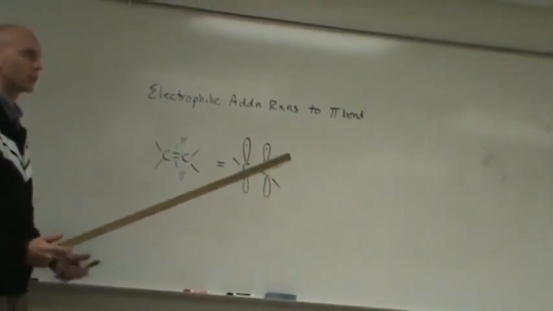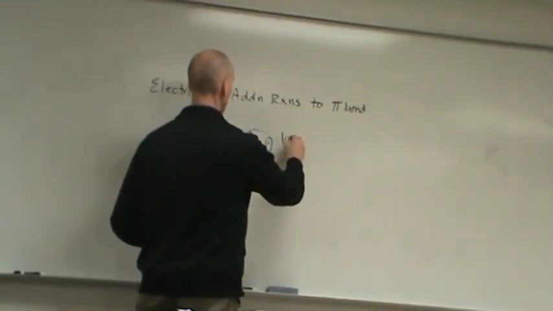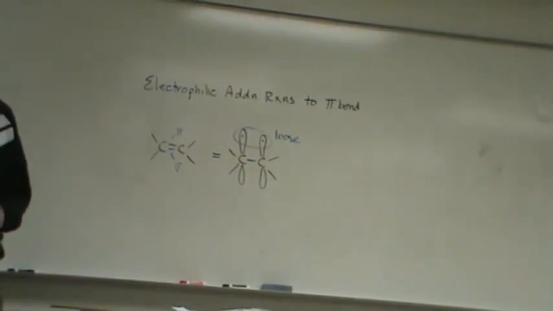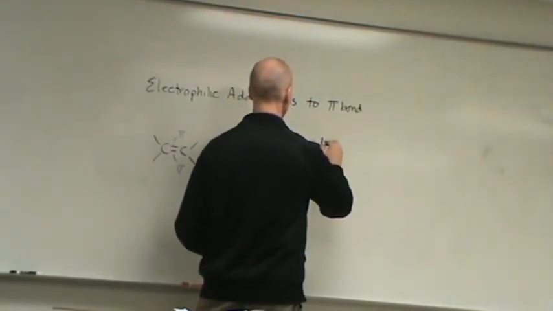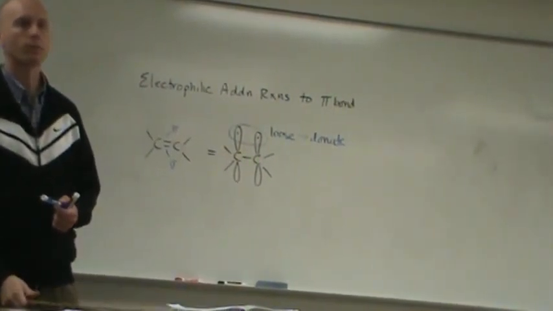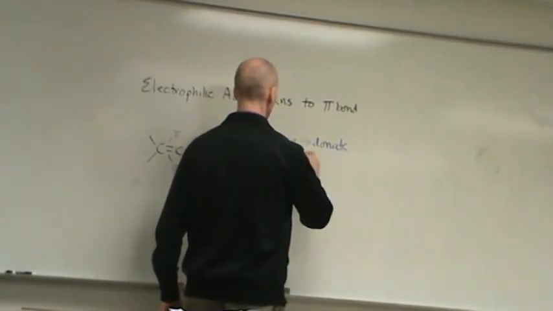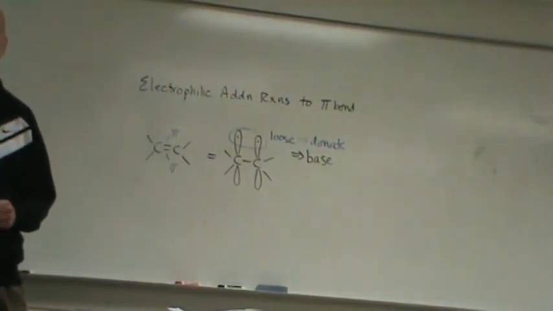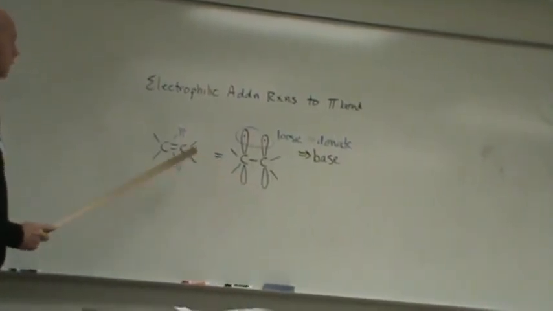Well, note too that these pi electrons and these p orbitals, they're a little bit further away from the carbon nucleus. So they're not held as tight. So these pi electrons here, we could say are loose. They are loosely held. Since they're kind of loose, they have the ability to be donated. If they have the ability to be donated, what can they act as? They can act as a base.